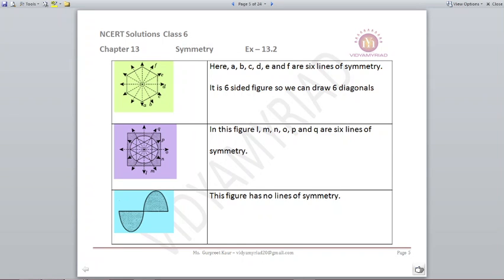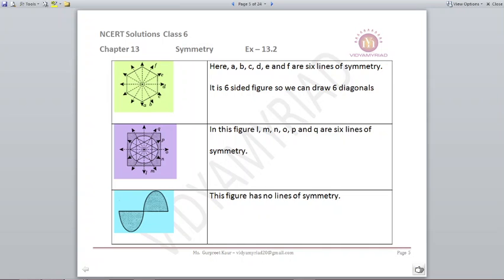Next, you can draw 6 lines of symmetry. It's a 6-sided figure, so I can draw 6 diagonals which can easily represent the lines of symmetry. In the next figure, it is again a type of square, but here according to the shape I can draw 6 lines of symmetry. Please use a scale to see whether they will overlap on one another or not.